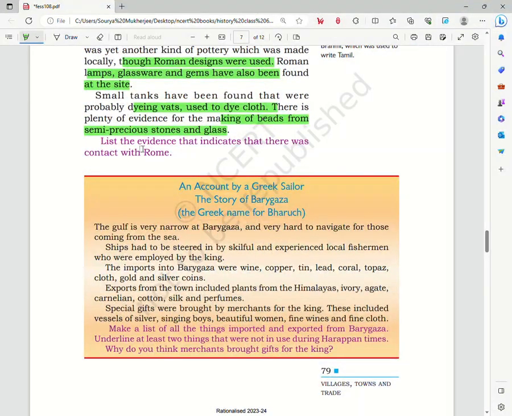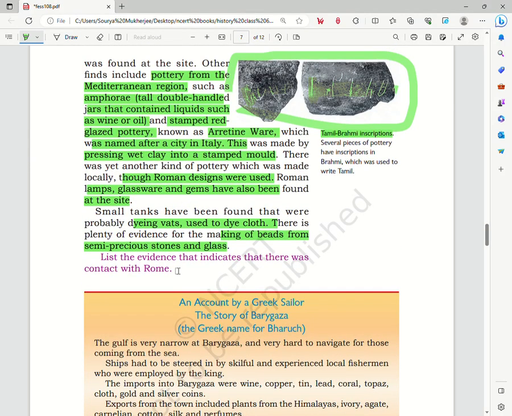Then we see the evidence that indicates that there was contact with the Roman Empire. As we have read, all these amphora jars and Aretine ware and Roman glassware and gems were found in Arikamedu, and also the Indian wares that were found in different cities of Rome and Greece. So these indicate that there were trade links between India and the Roman Empire.